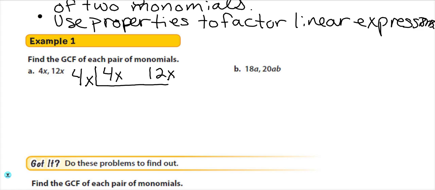Then what you're going to do is divide like we did before. So we're going to have 1 here, and then we have just 3 left here. Now 1 and 3 do not have any other common factors, so then the answer is 4x. Okay?